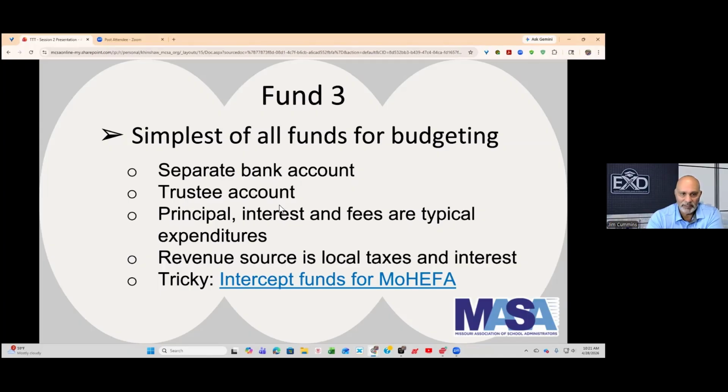And the one tricky thing, and I've linked it here, is a link to the article that I wrote. I can't remember when I wrote it. But it goes into detail about how to account for intercept funds, because as I've worked with districts and even in my own infancy in working in the superintendent position, this was always a little bit confusing for me, how to account for those intercept funds. And so there's a link here to help you with that.